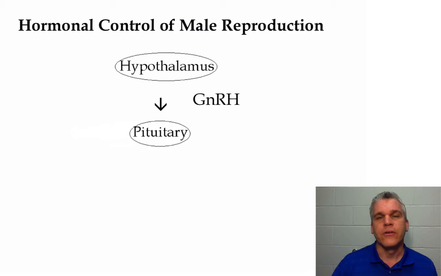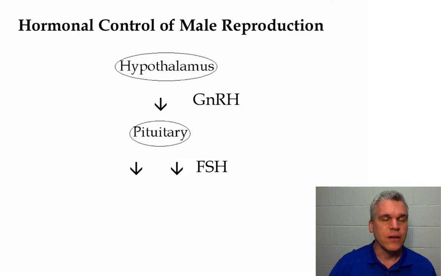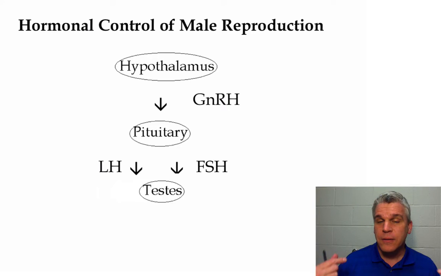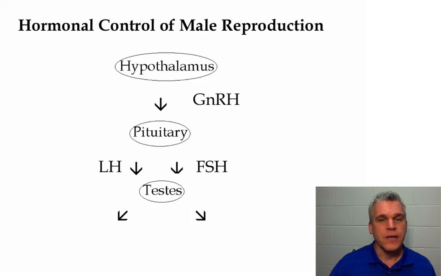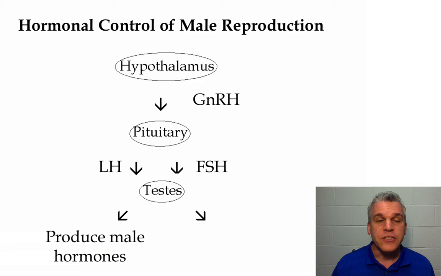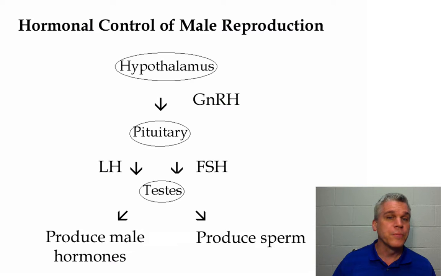When the pituitary gland receives gonadotropin releasing hormone, it is going to produce 2 hormones. FSH, follicle stimulating hormone, and LH, luteinizing hormone. Now, both of these are going to end up going to the testes. So they get into the bloodstream, make their way to the testes. 2 things are going to happen because of this. The LH is going to start the production of male hormones. So this is going to cause the production of testosterone primarily. FSH causes sperm to be produced.